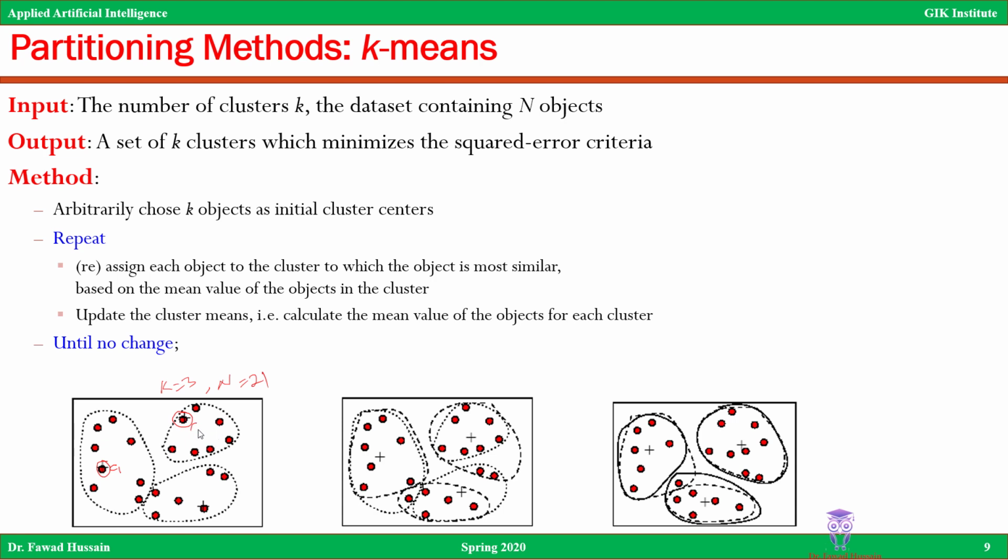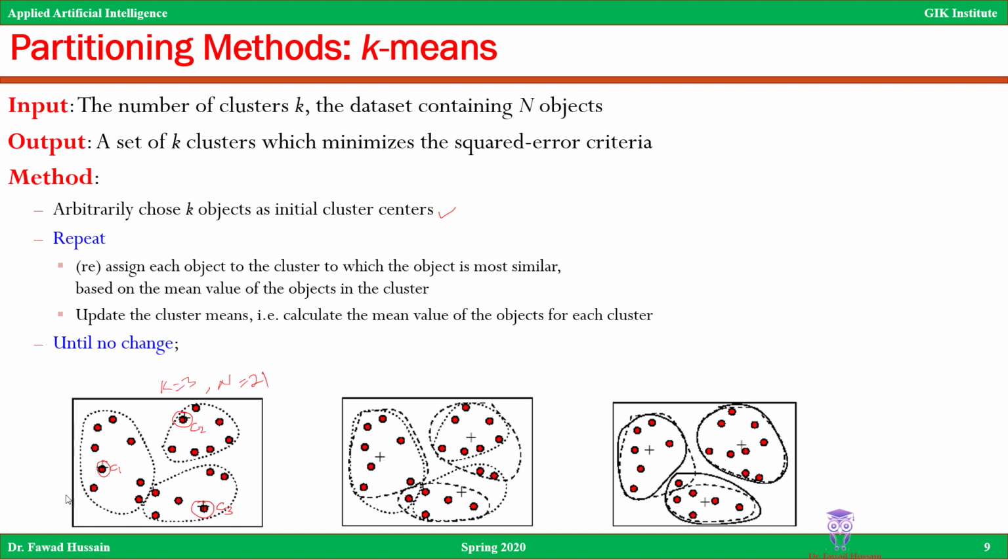Let me call it C2, and this is the third one. Let me call this C3. So C is for the cluster. Initially, forget about all the rest of these points, and forget about this dotted black line at this moment. In the given data I have chosen 3. So arbitrarily choose k objects. K is 3. I have chosen 3: C1, C2 and C3. This is what this line is telling me to do.